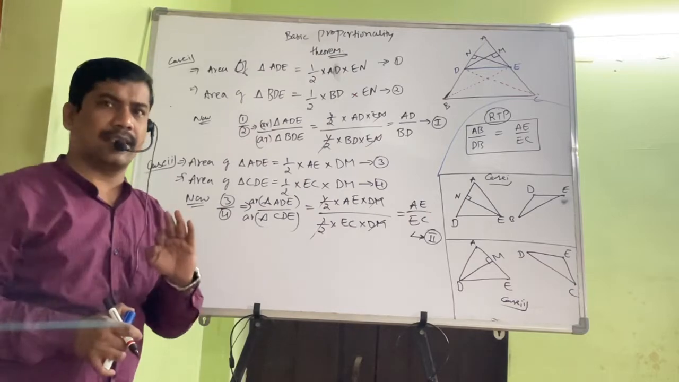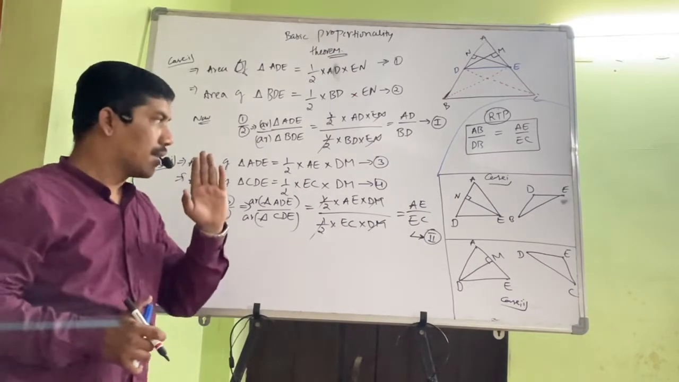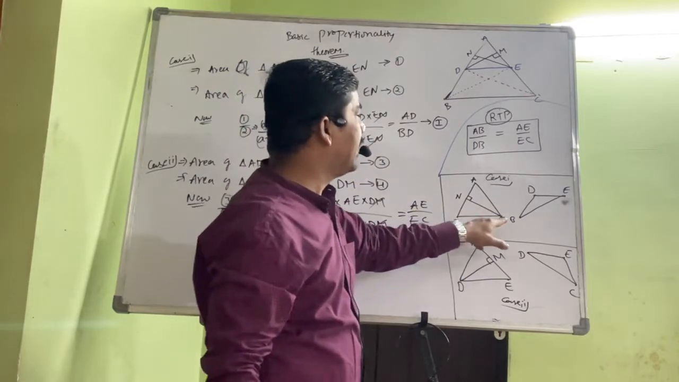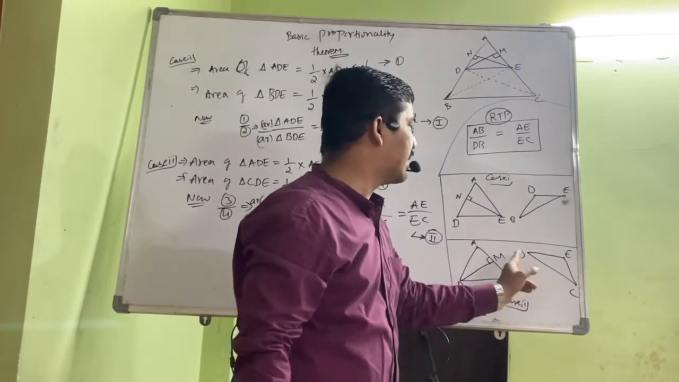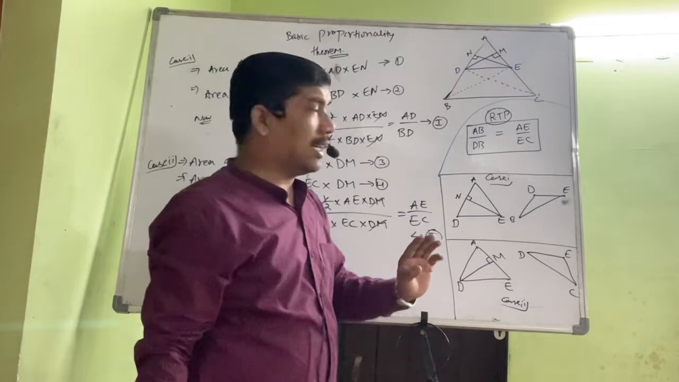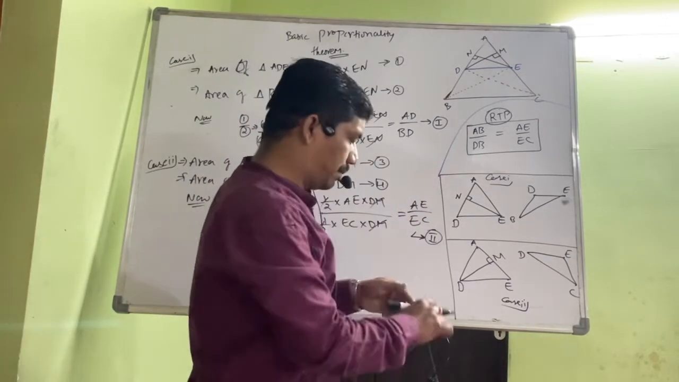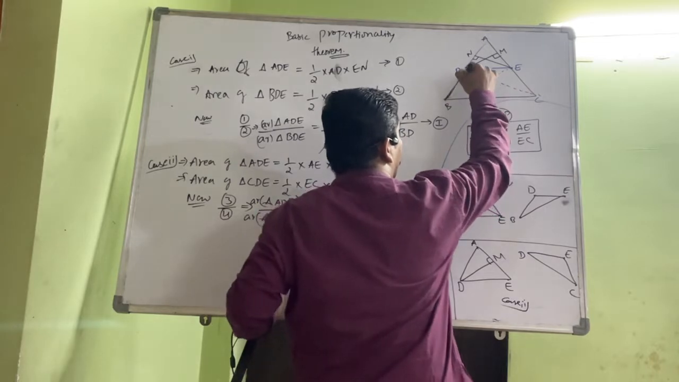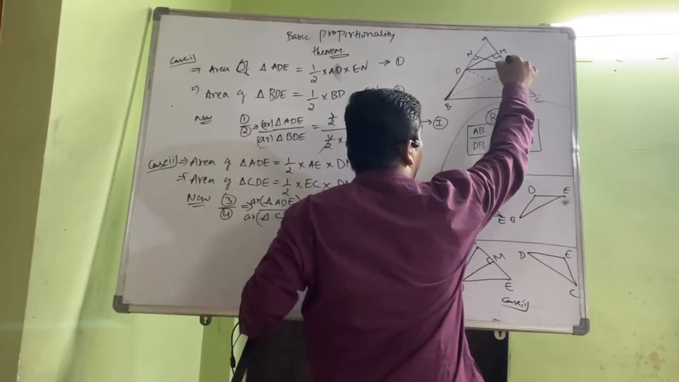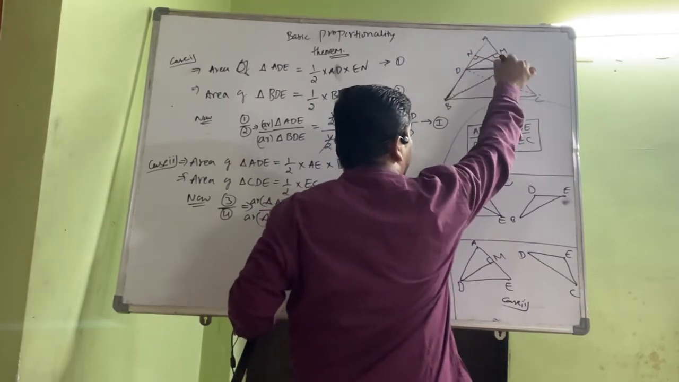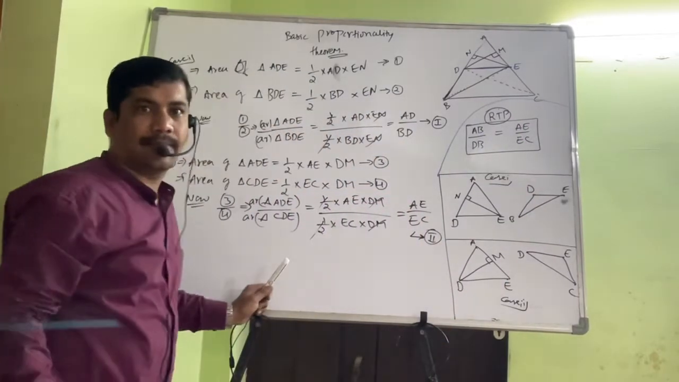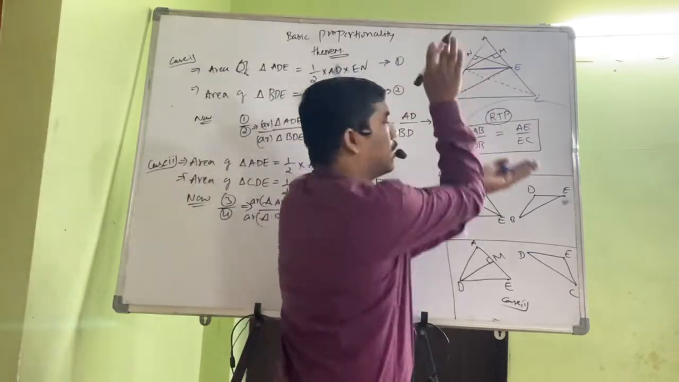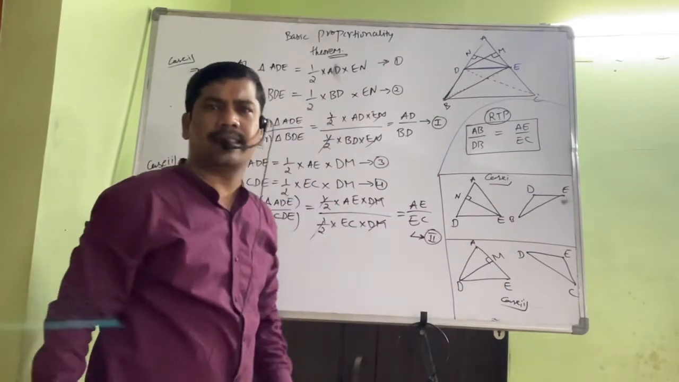Now here you have to write one sentence. See, if you look very carefully, triangle BDE and triangle CDE are on the same base. Triangle BDE, if you look at, it is on the base D. Right? I will imagine it like this. So D becomes the base.